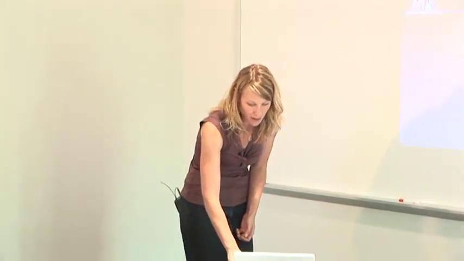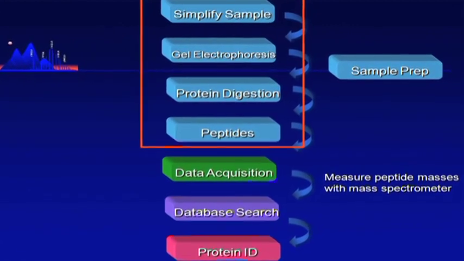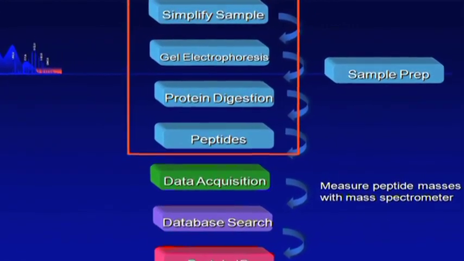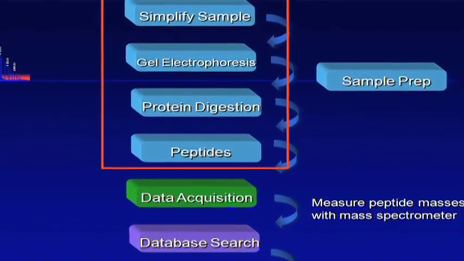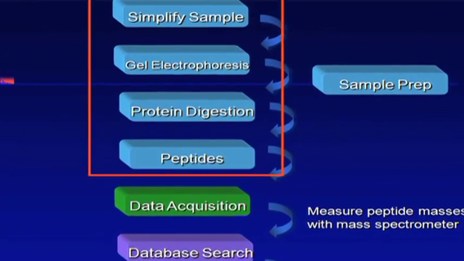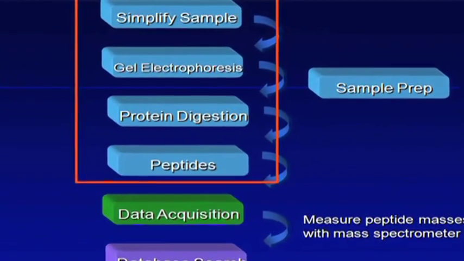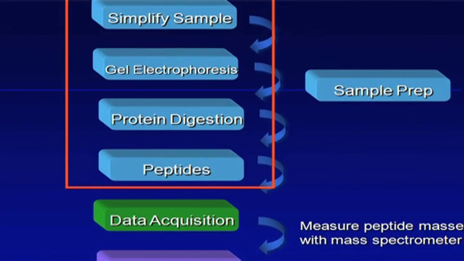Okay, so we'll start with sample prep. As I said, there are a lot of steps that can go into sample preparation, and again, this depends on the goal of your experiment and the type of sample you're working with. You're always going to do some level of simplification, and this could be done in many different ways. One way to simplify your sample is to do gel electrophoresis. Another way is to do liquid chromatography fractionation. And we'll talk about many specific examples of sample fractionation in the lab this morning.